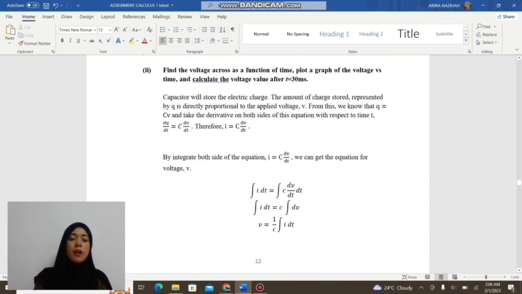So, 2 Roman, question 2: find the voltage across as a function of time, plot a graph of the voltage versus time, and calculate the voltage value after t equals 30 milliseconds.